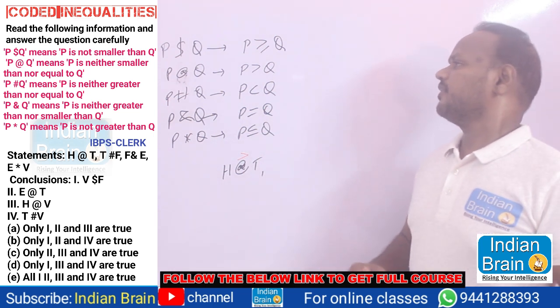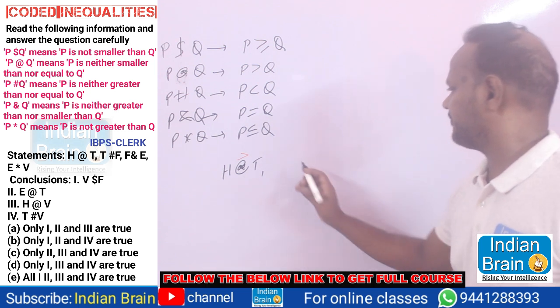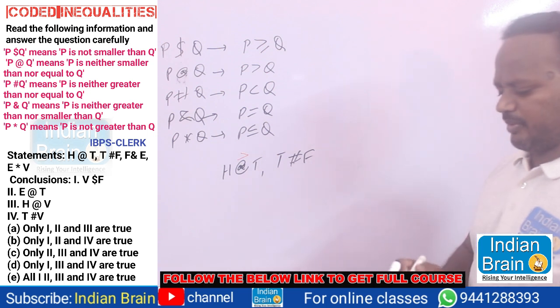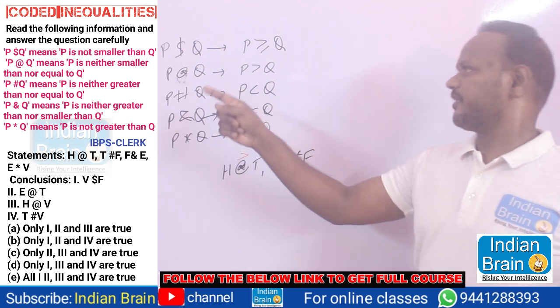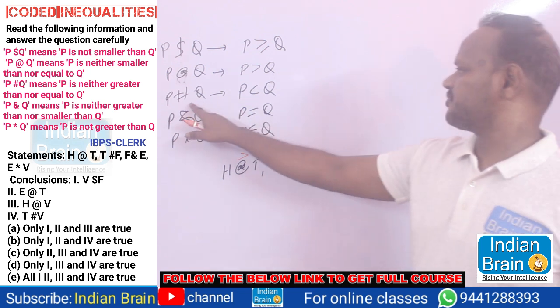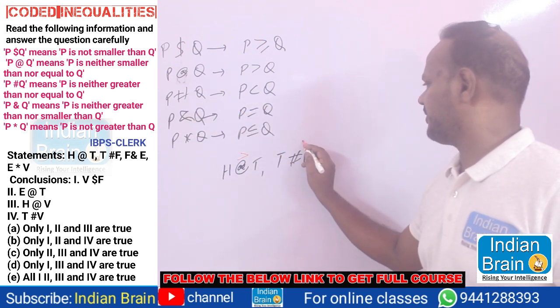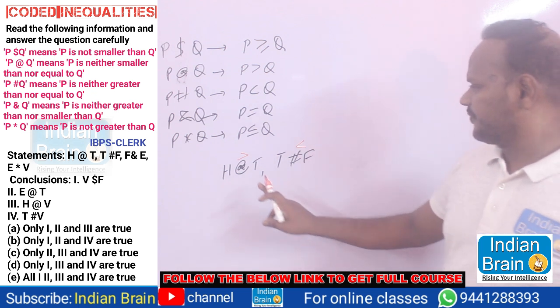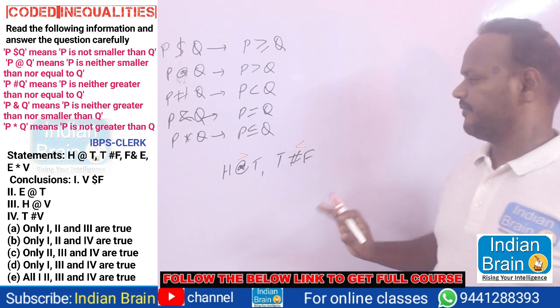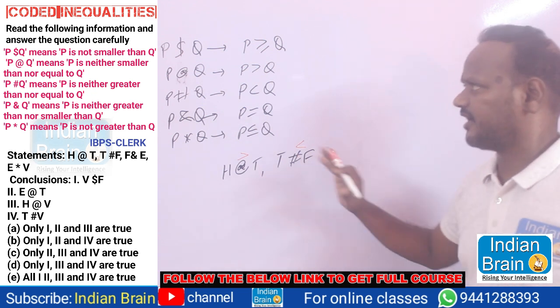There's another one. Let's go for T as F. What do you mean by as? We need to replace the sign, right? As means less than. Is it clear? As means P is less than Q. That's it. It will be less. Observe it now. H greater than T, but T less than F, right? We'll discuss the derivation later.